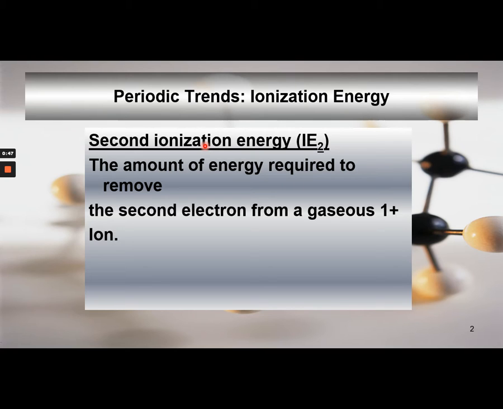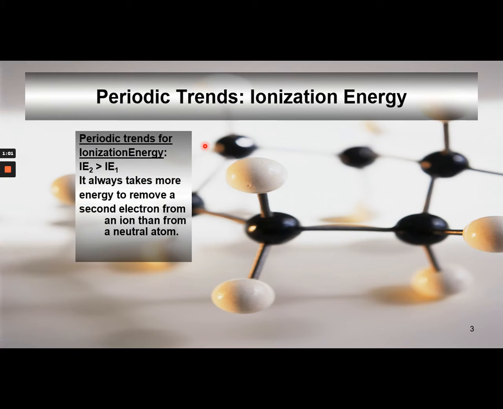But when we talk about ionization energies, we're really only looking at the first ionization energy. Okay? So we're going to look at the trends in terms of first ionization energy only. The general trend is that the second ionization energy is always larger than the first, and the third is always larger than the second, just because it takes more energy to remove an electron from an ion than from a neutral atom.